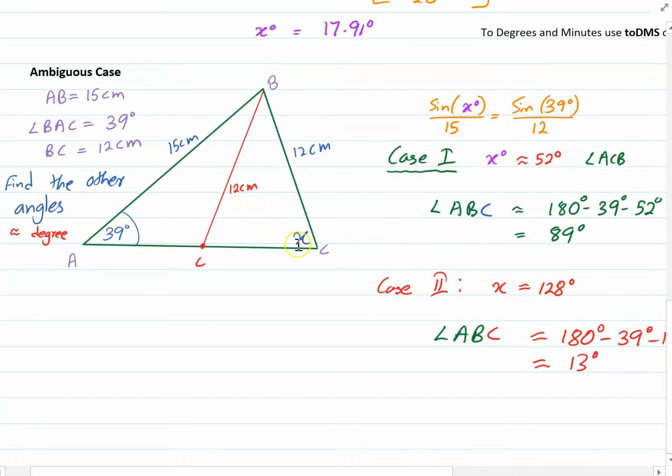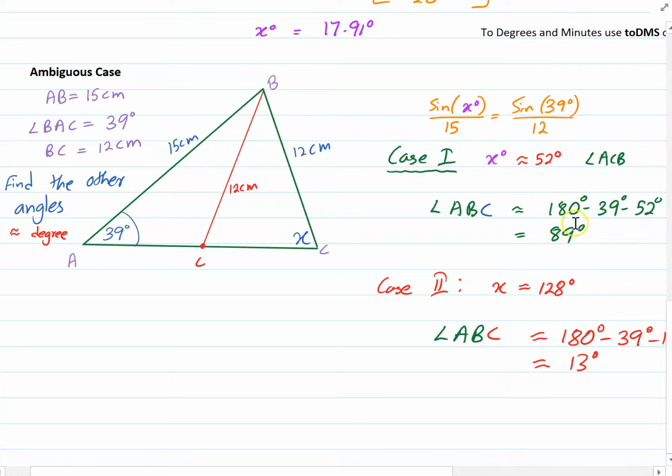So case 1 is the acute angle with 52. Case 2 is the obtuse angle with 128. Once you know this, you can calculate the respective angle at B. If this is 52, well, 39 and 52, and this angle is 180 again, angles in a triangle. So you take 39 and 52 off 180 to find that one, which becomes 89.